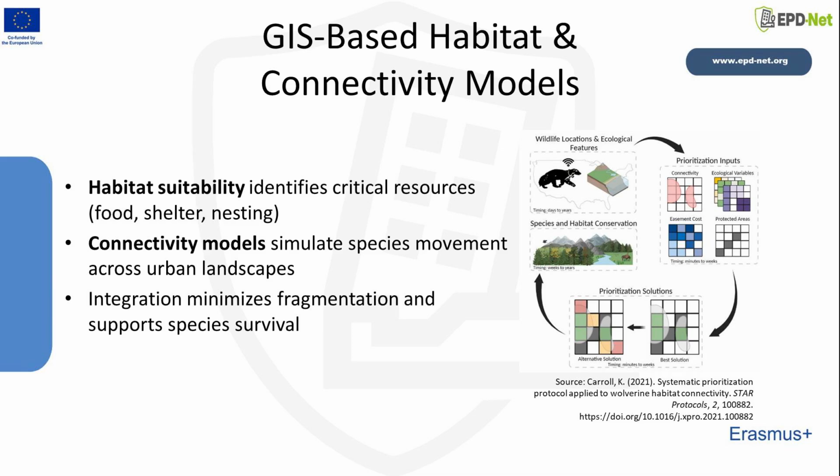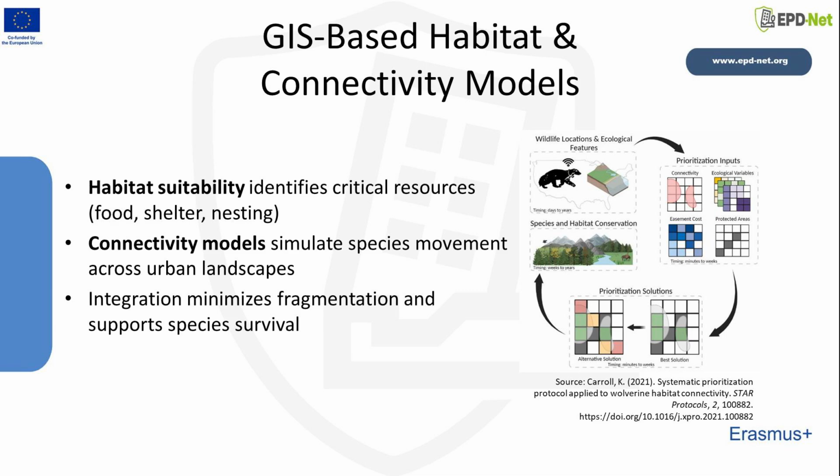GIS-based habitat and connectivity models combine habitat suitability mapping, where suitable habitats occur, with connectivity modeling, how individuals or genes move between habitat patches. Using spatial data such as land cover, elevation, roads and species records, these models create resistance surfaces, corridors and flow maps that support conservation planning and environmental impact assessment.